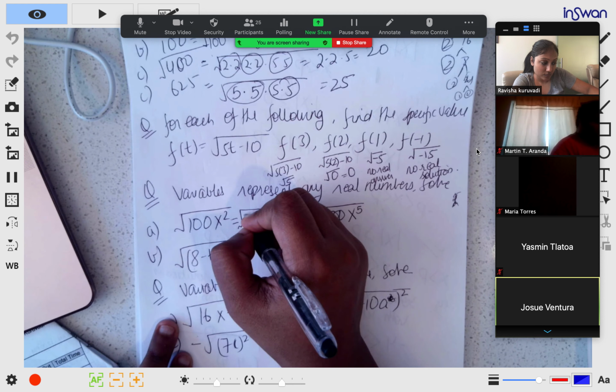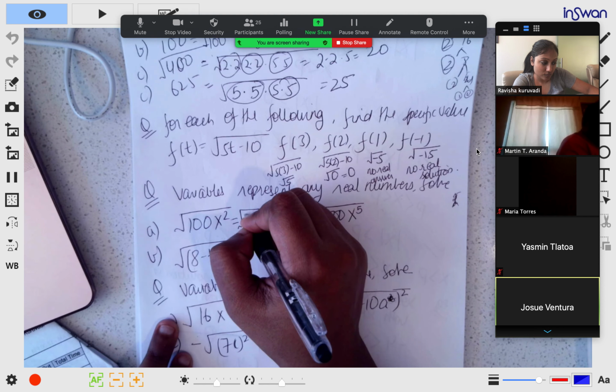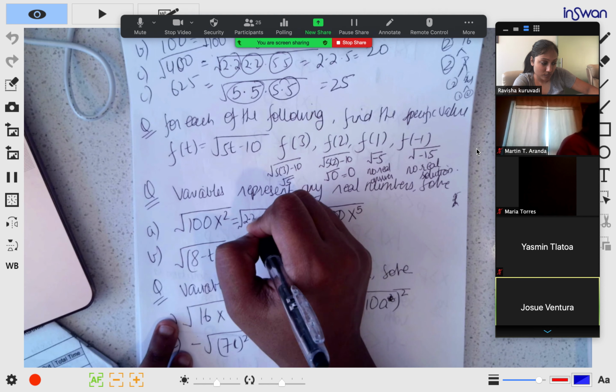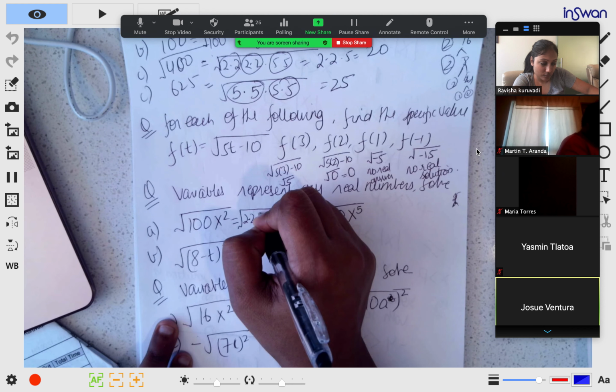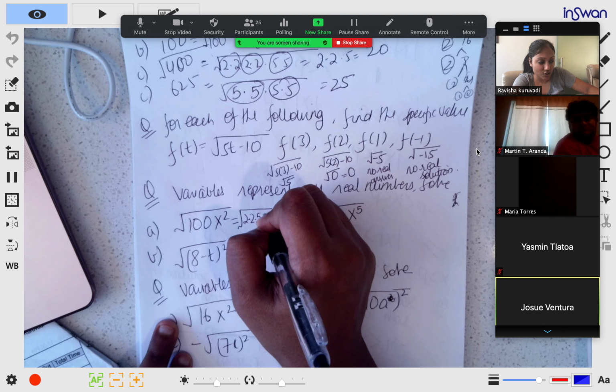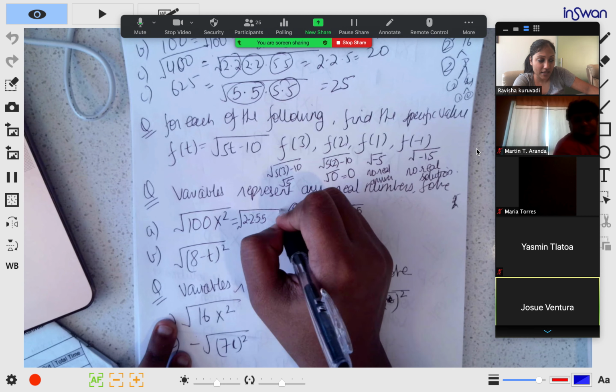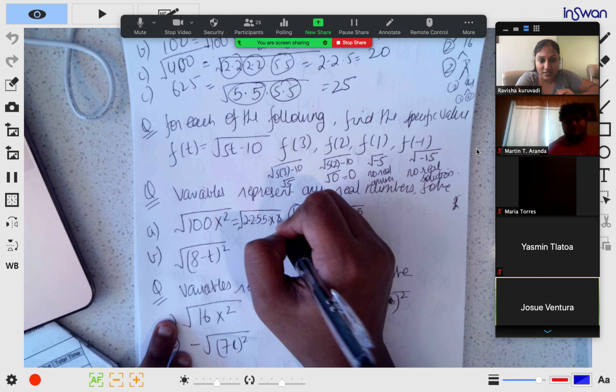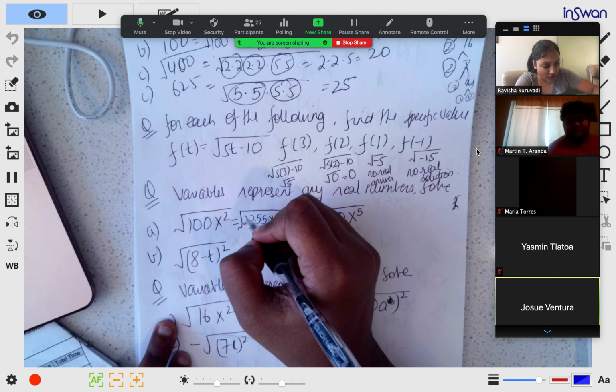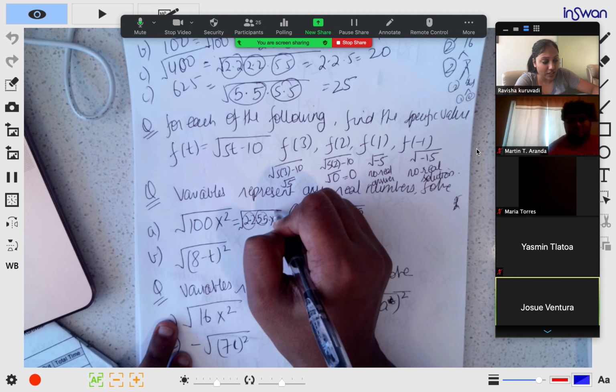10. 2 times 2 times 5 times 5. Okay, and x square I can write as x times x. That means I'm writing x twice. Let's make pairs. 1, 2, 3. What can I take out?